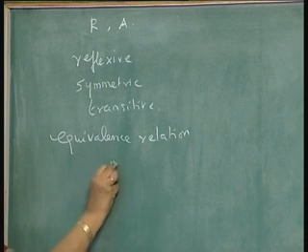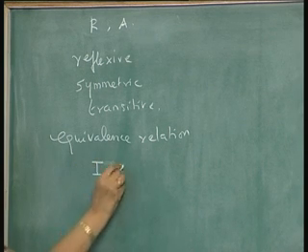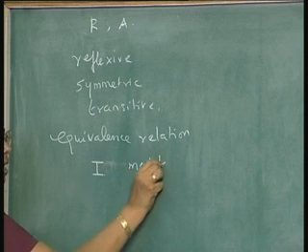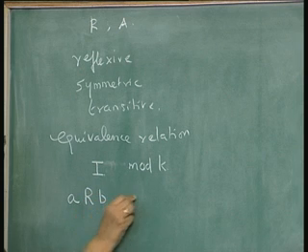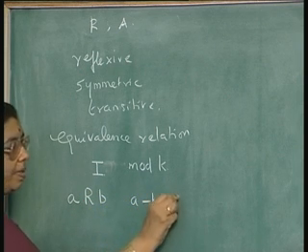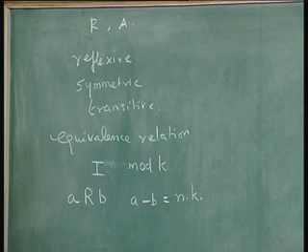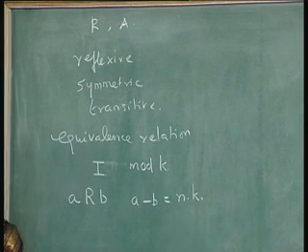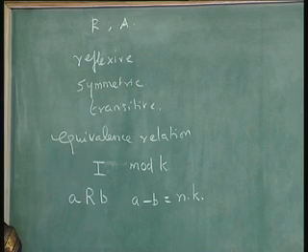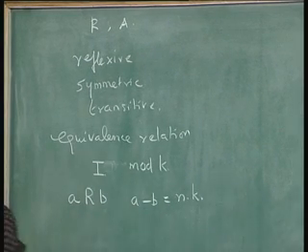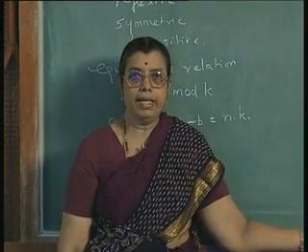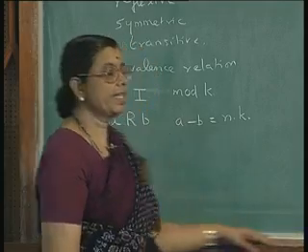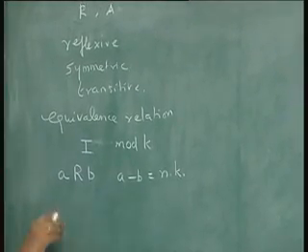One is the mod k relation on the set of integers. That is, two integers a and b are related if a minus b is equal to some n times k, or a and b leave the same remainder when divided by the integer k. This is called the mod k relation, and we have seen that it is an equivalence relation because it satisfies the three properties: reflexive, symmetric and transitive. And it divides the set of integers into k equivalence classes.